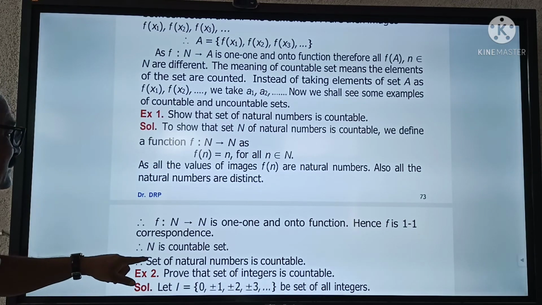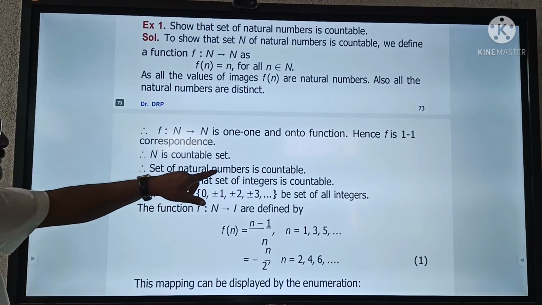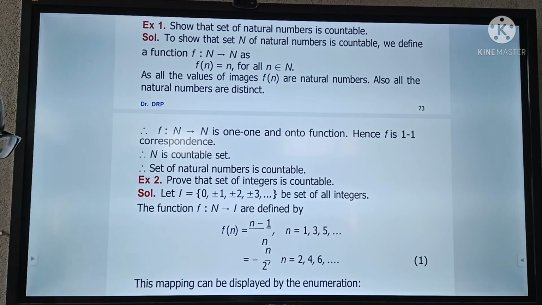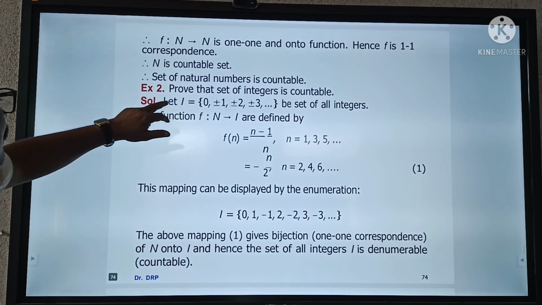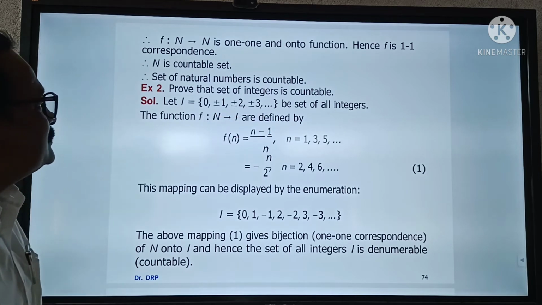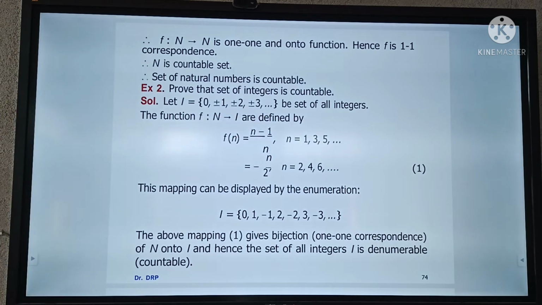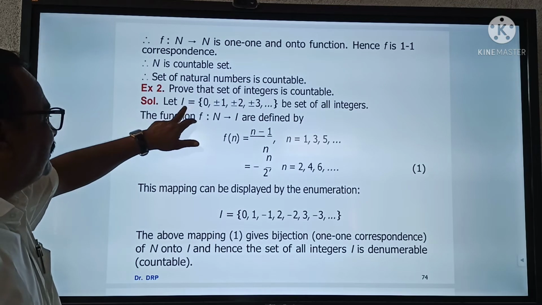And therefore, N is a countable set. The set of natural numbers is countable. Keep in mind that the set of natural numbers is countable. Now, prove that the set of integers is countable. Integers, I or Z, whatever it may be.